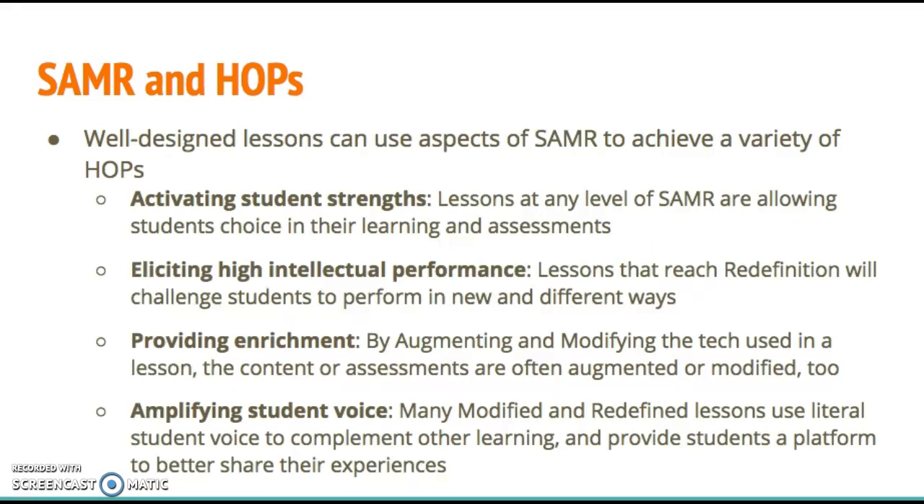Activating student strengths was one of the HOPs I pulled out. Technology is a strength for a lot of our students, so just by using that technology at all, you are activating the strength of some students. But with any level of technology, you're giving students choice. Even if it's a paper versus online worksheet, or a paper versus online quiz, by giving students that choice, you're letting them identify their strengths and choose what's going to be best for them.